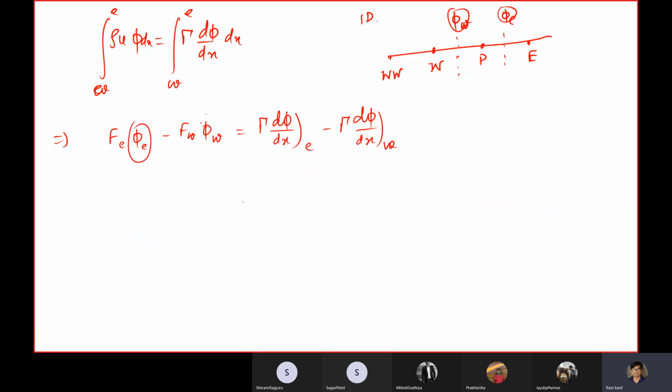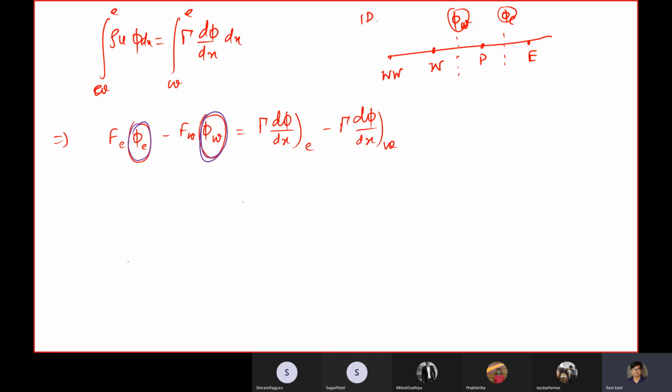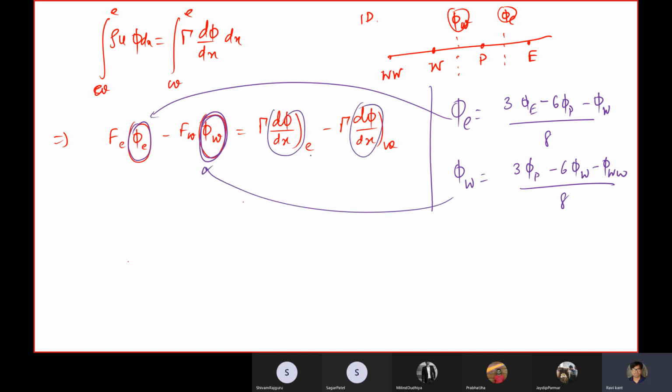Now these values should be estimated by our scheme. So my phi e, I can straight away write as 3 phi E minus 6 phi P minus phi W divided by 8, because we have estimated it, and my phi w should be estimated in this fashion: 3 phi P minus 6 phi W minus phi WW divided by 8. Now just substitute these values. And the diffusion terms will be usual.